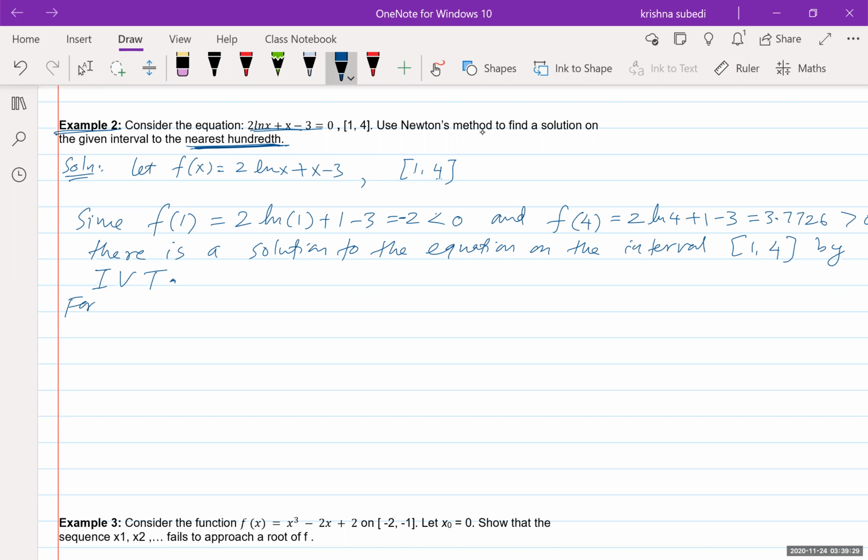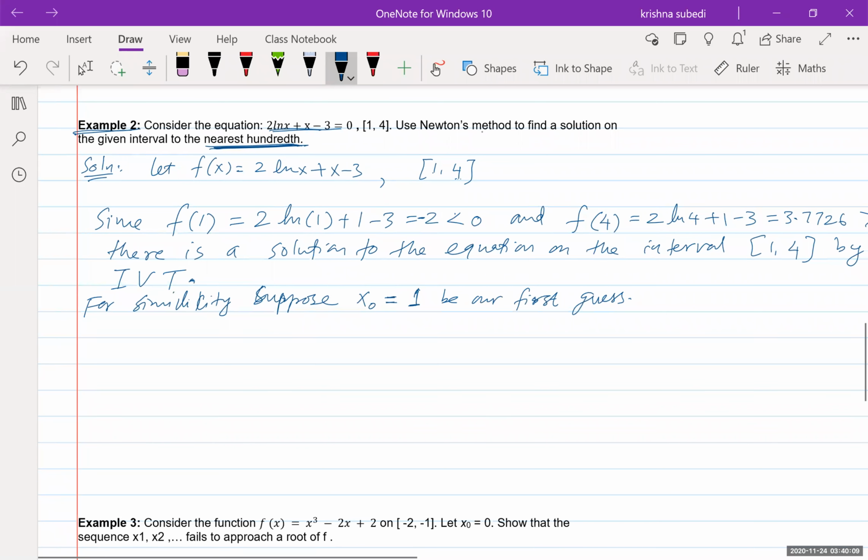So for simplicity, suppose my first choice of the root, x naught, is 1. Like I said, you can choose 1, you can choose 1.5, any number in between 1 and 4, it doesn't matter, but for simplicity I choose x naught equal to 1. This is our first guess.